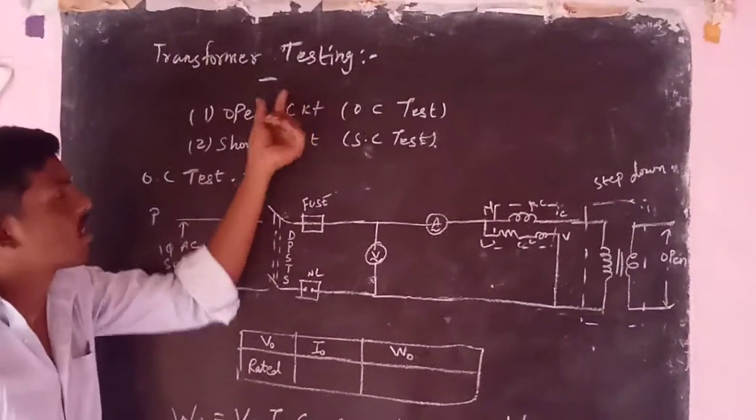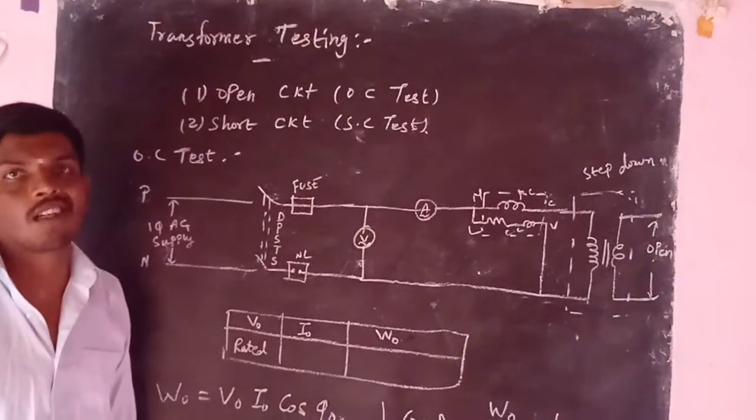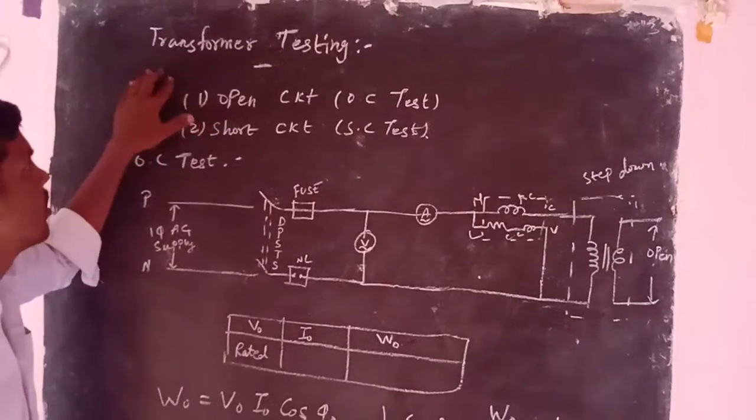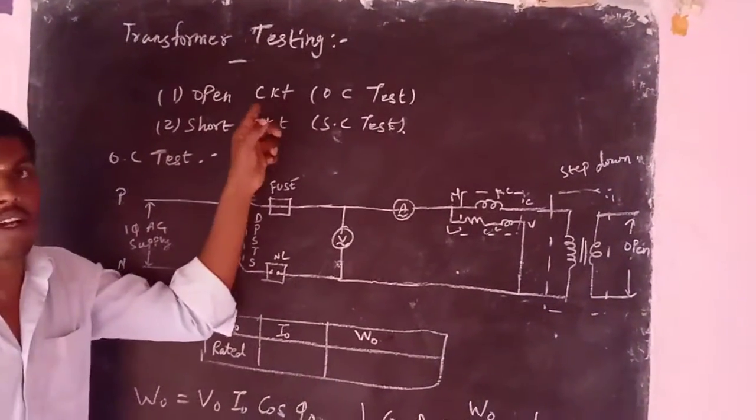This is transformer testing. For transformer testing, there are two types: one is direct testing, and one is indirect testing. Indirect testing of the transformer is done as a lab test.